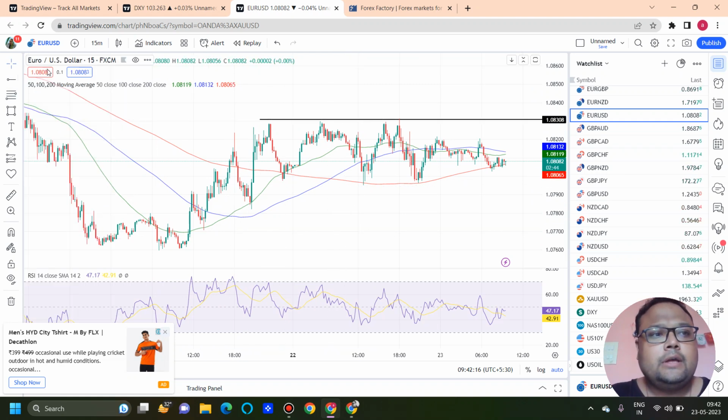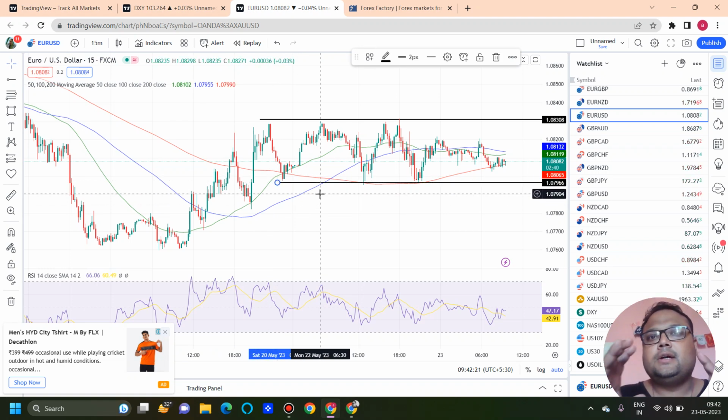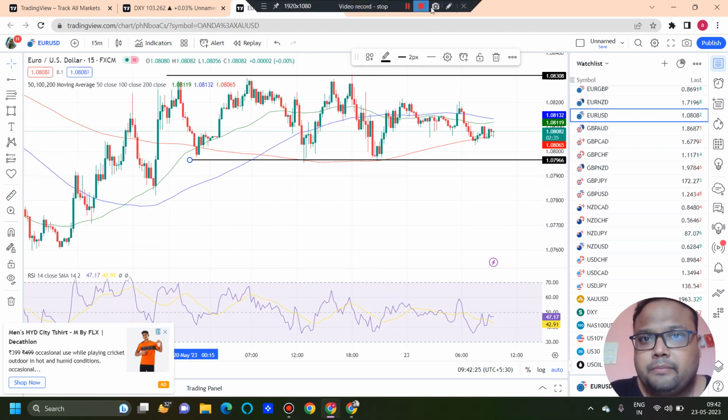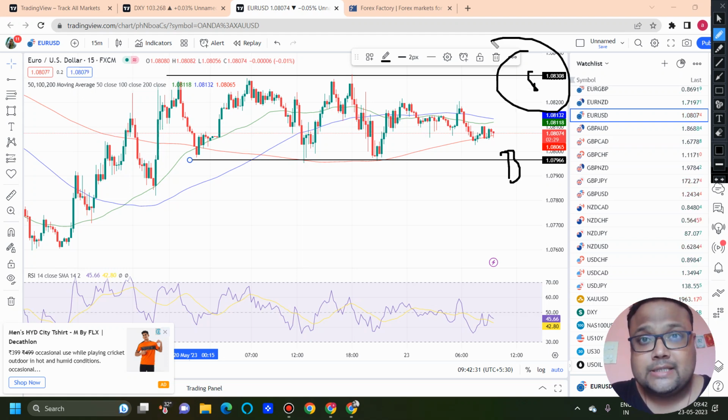So as long as Euro USD is trading in this range here, you can trade accordingly. It means in this type of market, the trading strategy is quite simple: buy at support, sell at resistance.